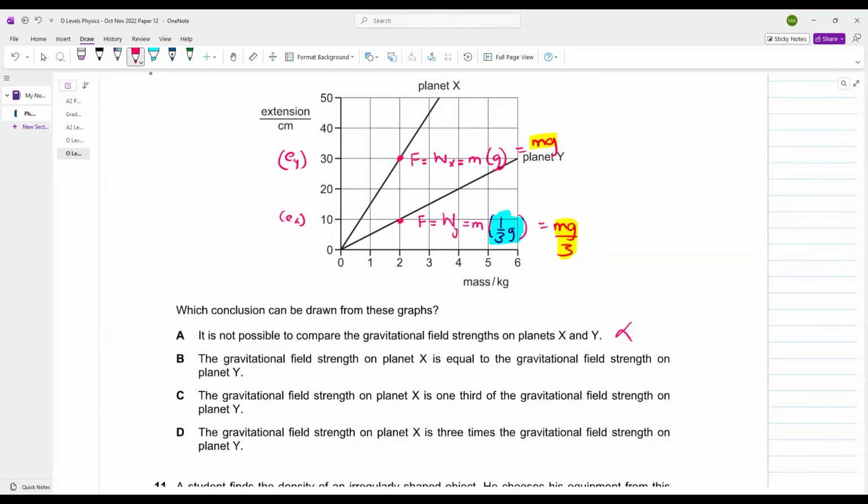So it is not possible. No. The gravitational field strength on Y and X are equal. No. The gravitational field strength on planet X is one third.